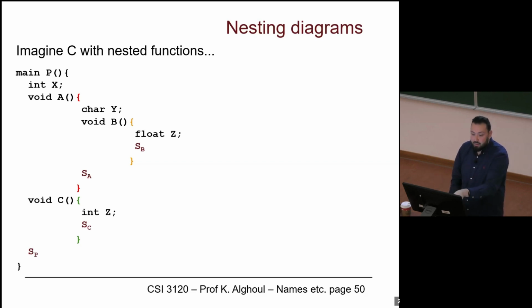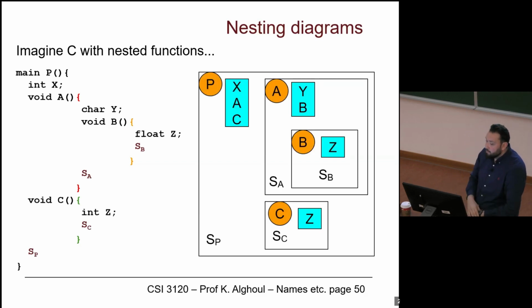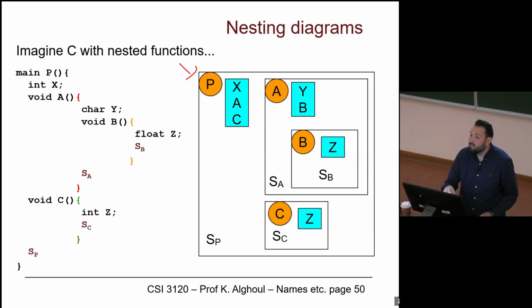If we take a look here, we can represent this by nesting diagrams. So let's look at this nesting diagram. This diagram here represents the P. And why do you want to represent it like this? Because it represents the visibility.